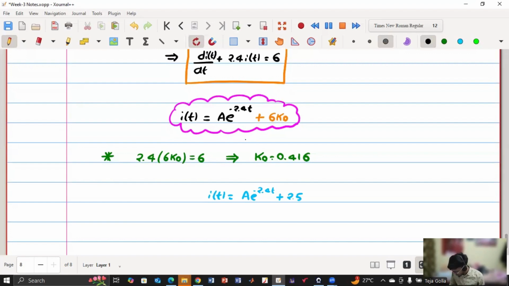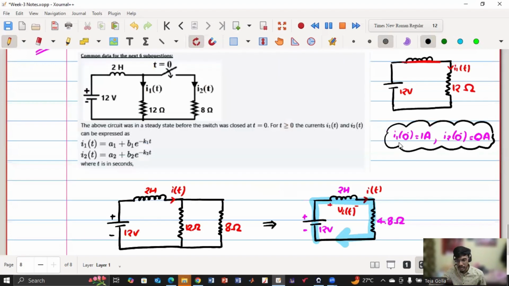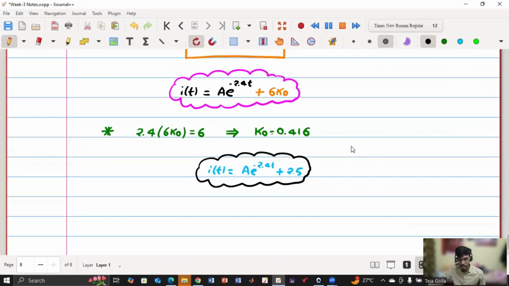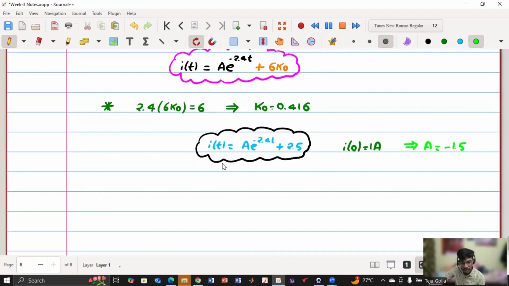So now how to calculate A? Substitute t is equal to 0. Yes. I of 0 is 1 ampere, right? So 1 is equal to A plus 2.5. A is equal to minus 1.5. Very good. So now we'll get I of t, right?